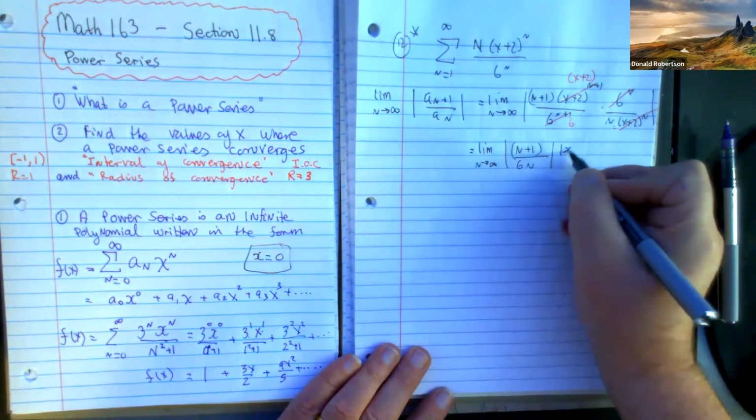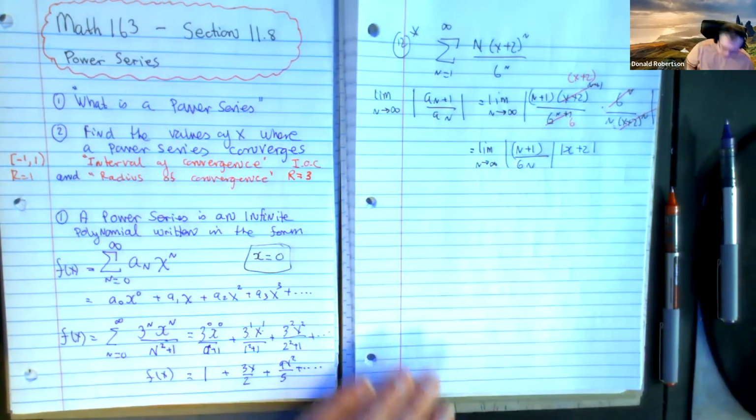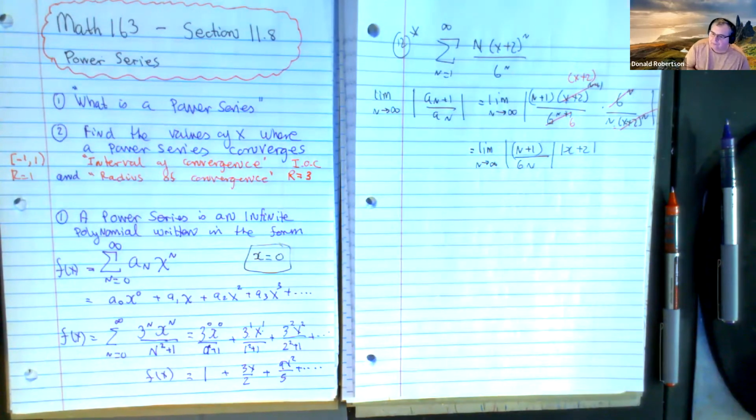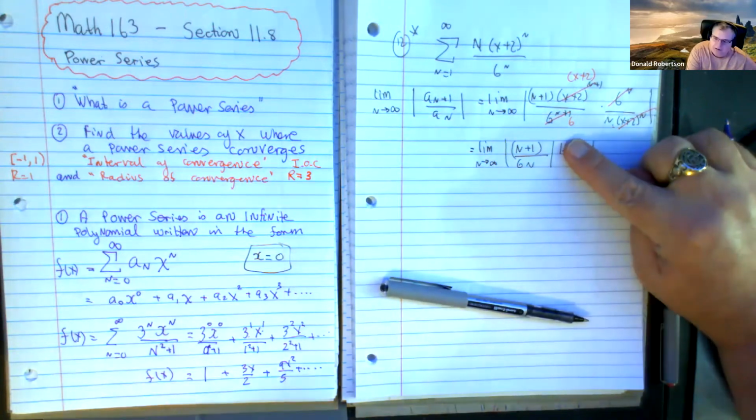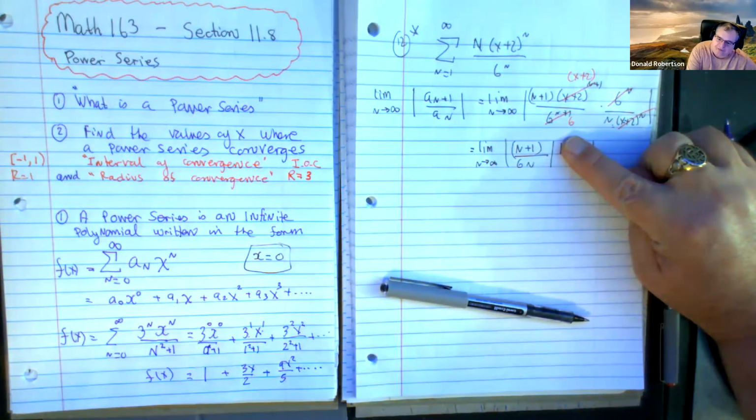And I have an x plus 2, right? Comfortable with the bits that are left? n plus 1, 6n on the bottom, x plus 2 on the top. Right. What's that fraction going to be equal to? And it is a fraction. What's the answer?